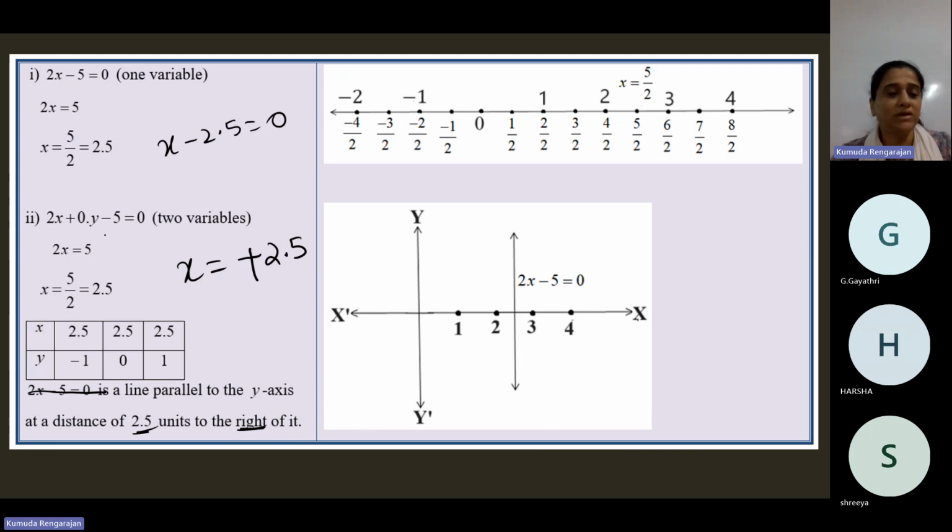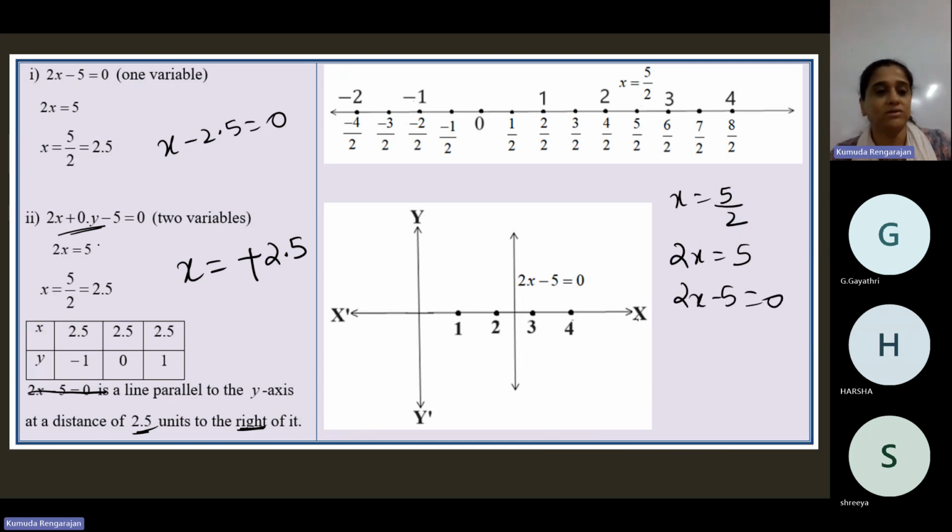Now you will be wondering, this is different from what you have written. It's okay. So x is equal to 5 by 2, because 2.5 is 5 by 2, right? Now cross multiply: 2x is equal to 5. 2x minus 5 is equal to 0 is the equation. See, 2x minus 5 is equal to 0.